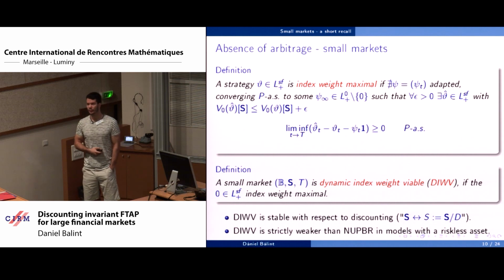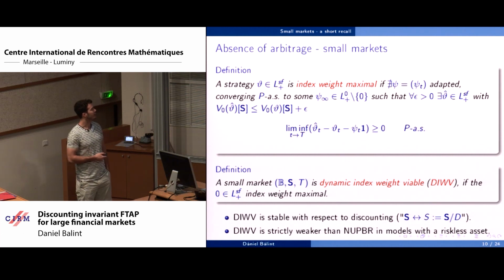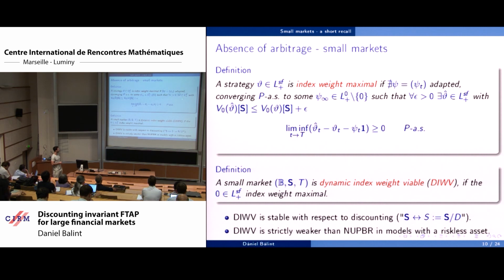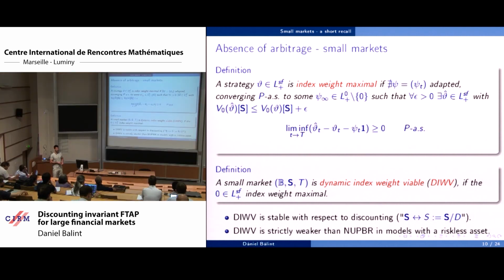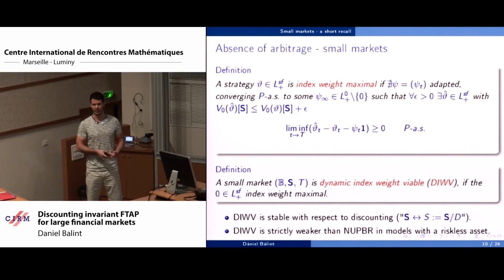Okay, so no arbitrage for small markets. This is basically really just recalling the definition from yesterday. So we say a strategy theta is index weight maximal if there is, now I only say it intuitively, no good portfolio and a dominating strategy such that the dominating strategy at the beginning has almost no more value than theta, and at the end, or asymptotically at the end, it dominates theta plus this good portfolio. So if this cannot happen, then we say that theta is index weight maximal, and then the no arbitrage condition, the viability condition, is we basically say that a small market is viable if the zero strategy is maximal. And here we of course mean dynamic index weight viable, and we say index weight maximal.